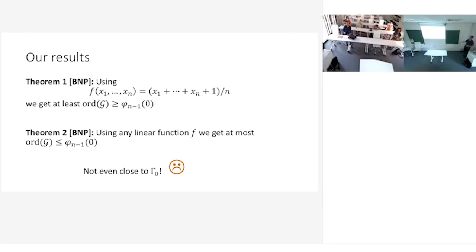We proved that, first of all, with this function, this natural generalization of the fusible function, you get to phi n minus 1 of 0, which is very low, very disappointing. It's not even gamma 0. And then we proved that for any linear function, you cannot get more than phi n minus 1 of 0. So how do you get these huge, amazing ordinals? We don't know. But that's it. Thank you very much.